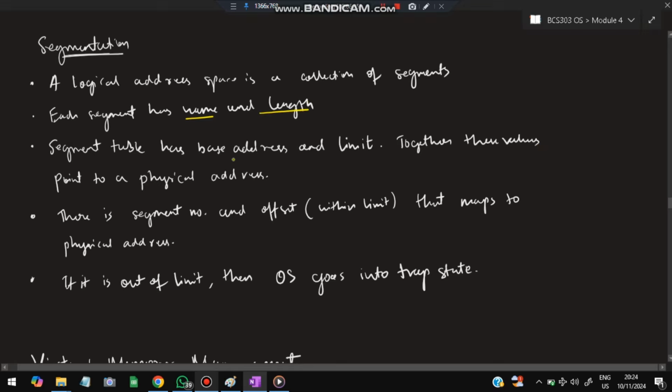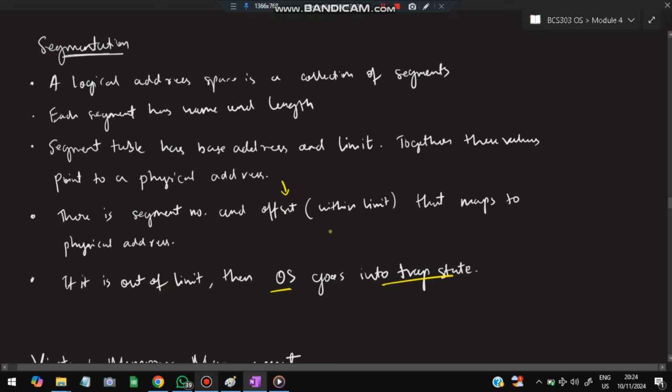A segment table is present, which has the base address and the limit, meaning how much range it has, how much is the size of the process. Together these values point to a physical address. There is a segment number and an offset within the limit that maps to the physical address. The segment number and the offset together map to the physical address. If it is out of limit, the OS goes into the trap state. I told you that the offset is within a limit.